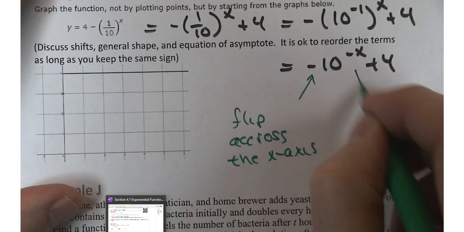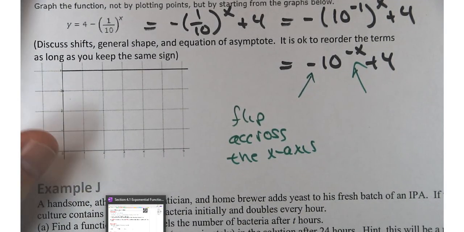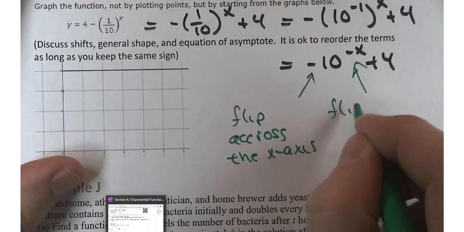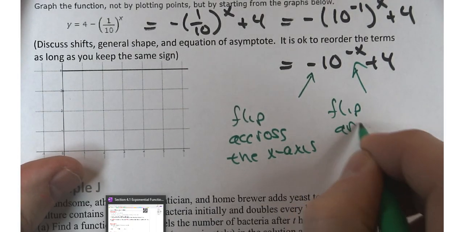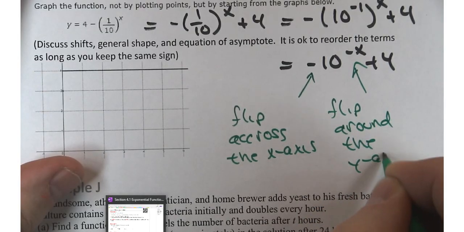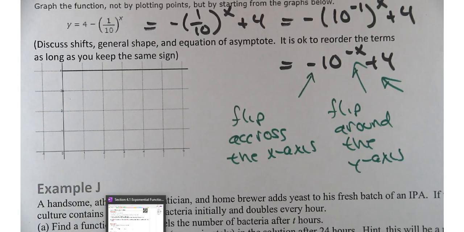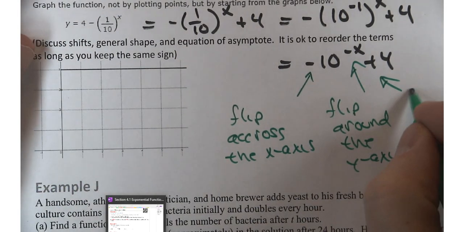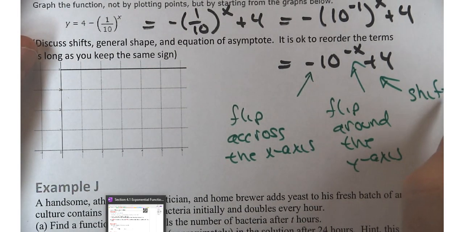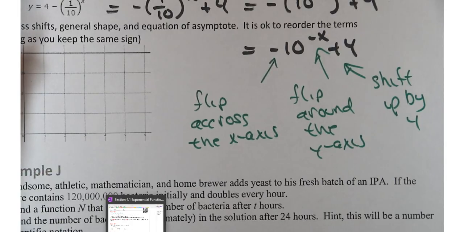How about up here? What's that negative going to do? Bless you. It's going to make you sneeze. Flip around the y-axis. And then what's that last plus 4 going to do? Shift up by 4. Wouldn't that plus 4 also be our asymptote? Yes, the 4 is going to be your asymptote.